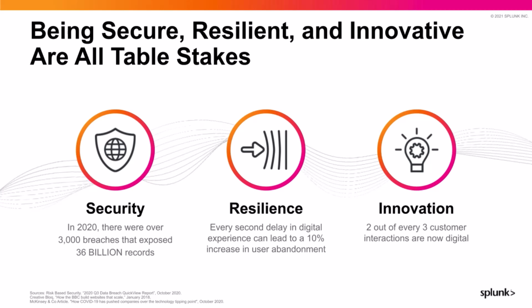So what's the reality we are left with? Organizations can no longer choose between focusing on security, on resilience, or on innovation. They are all critical and intrinsically linked. As a few examples, security threats are becoming harder to manage in the multi-cloud world. Last year, there were over 3,000 breaches that exposed over 36 billion records. And with digital systems and applications becoming your business in many cases, the importance of ensuring high availability and performance has grown too. Just a 1-second delay in a digital experience can cause 10% of your users to jump ship.